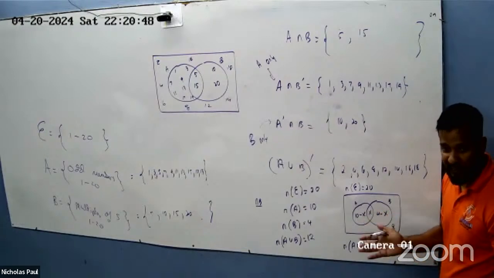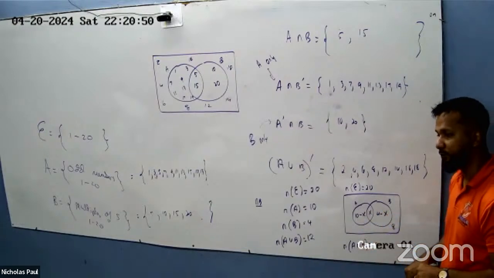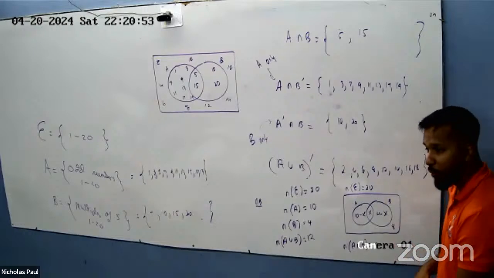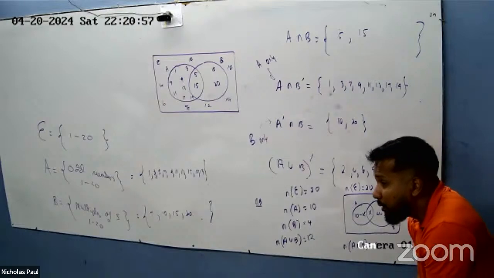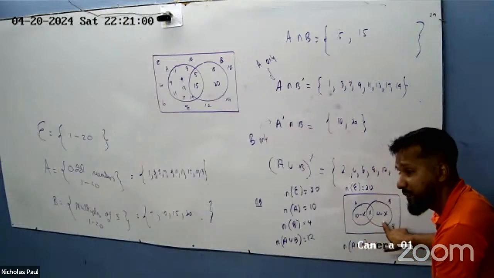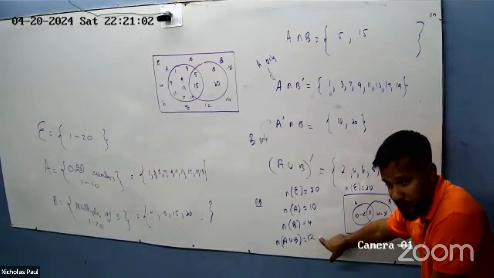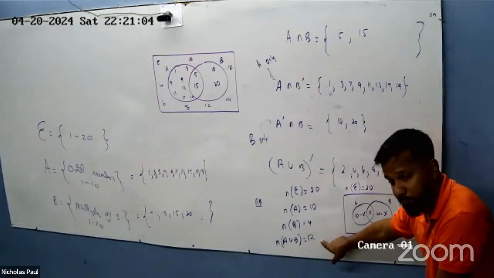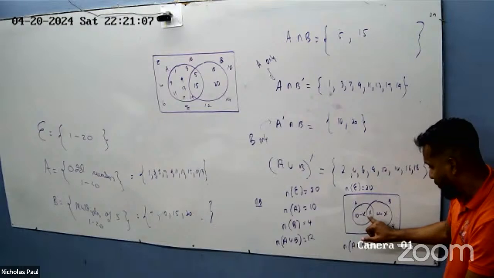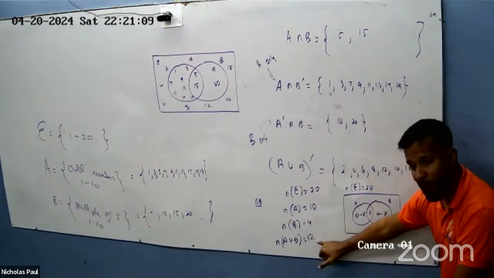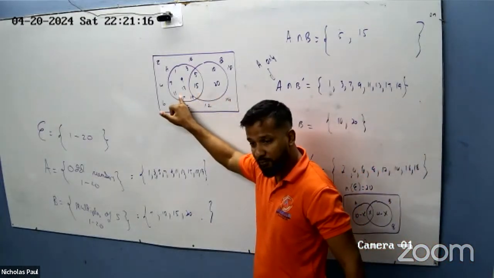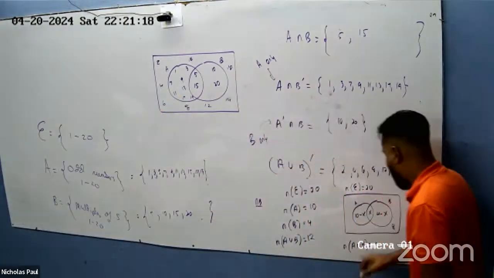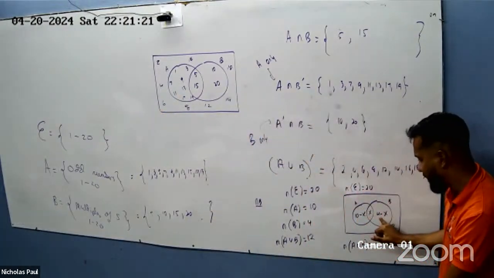Right. But I need to figure out x. We know what the answer is, but how do we get it? Anybody? What to do? Add up. Add up what? This and this, and make it equal to 12. So this plus this is 12. And how did I get the union? I add up here and here to get the union. So if I add up here and here, I'll get 12.